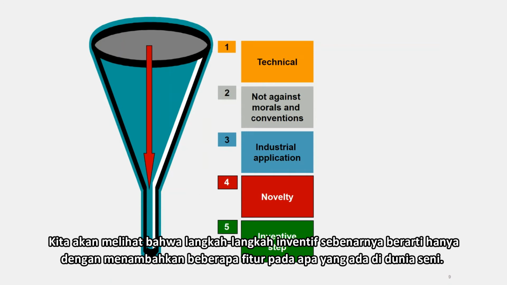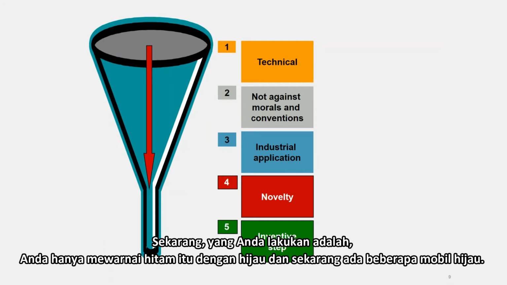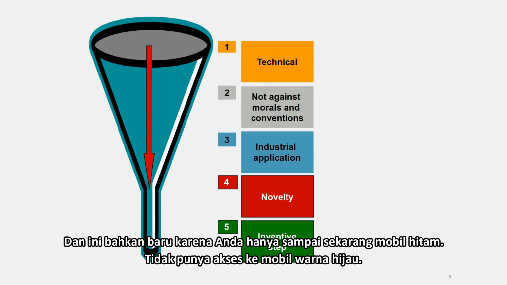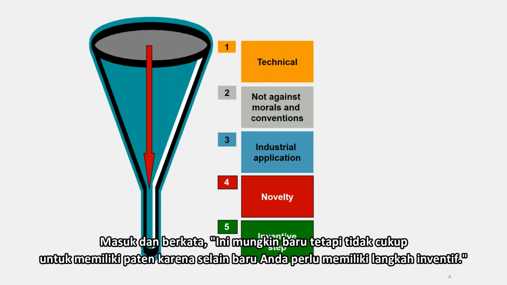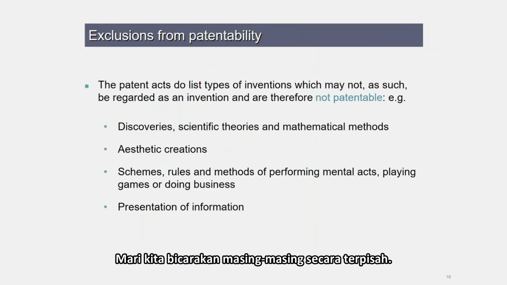So we'll see that inventive step means, in fact, more than just adding some features to what existed in the state of the art. Imagine, for example, everybody has only black cars. Now what you do is, in fact, you just color that black in green. And now there are some green cars. Again, it is technical, it's not against morals, it has some industrial application because you can do it. And it is even new because you had only up until now black cars. Now you have actually the green car. So is it enough to have a patent, yes or not? And we will see that it is the inventive step that comes in and says, okay, it is maybe new, but it is not enough to have a patent because besides being new, you need to have an inventive step. So let's talk about each of them separately.